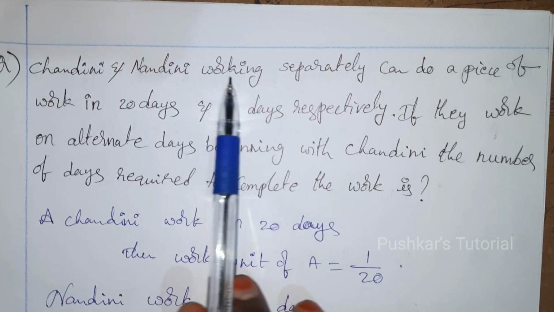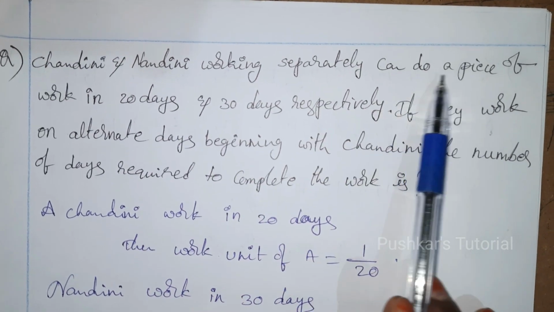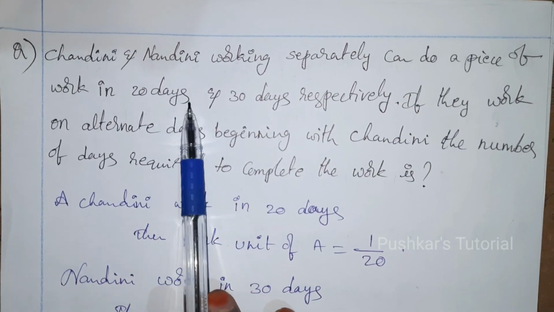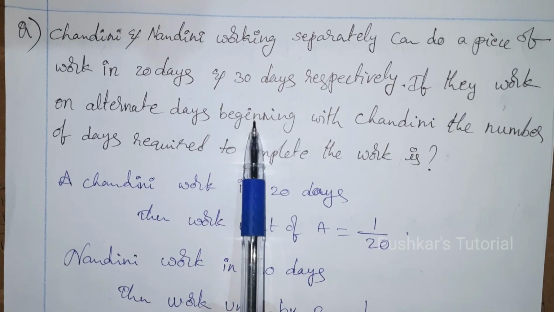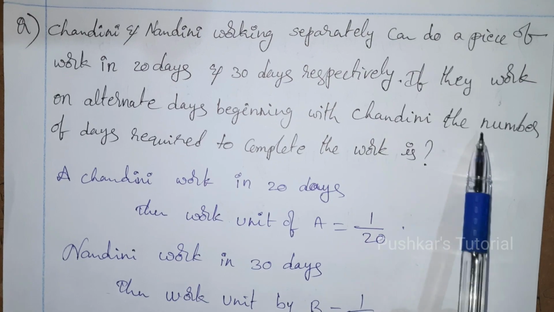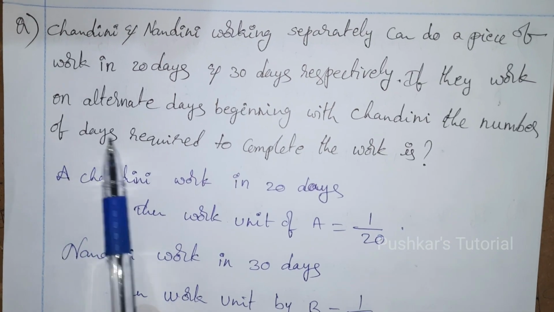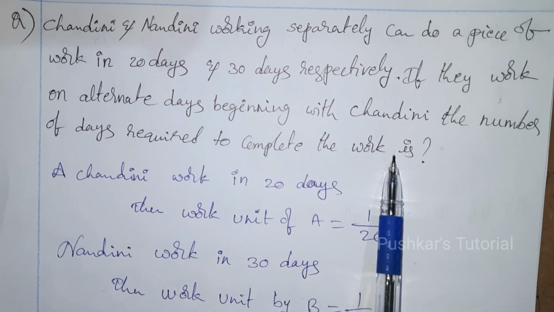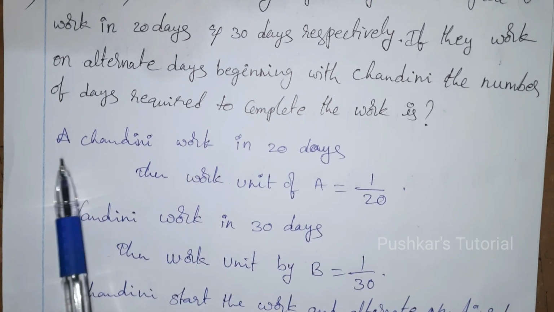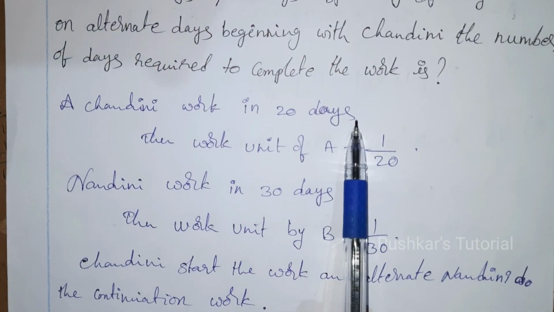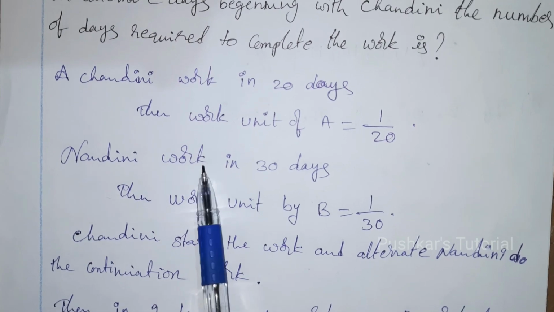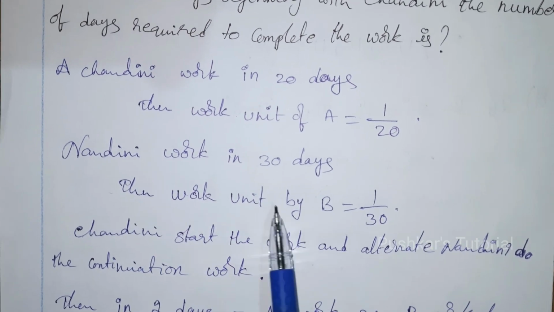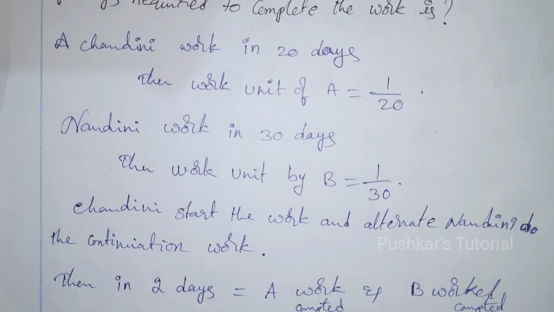Chandini and Nandini working separately can do a piece of work in 20 days and 30 days respectively. If they work on alternate days beginning with Chandini, the number of days required to complete the work is. So Chandini works in 20 days, then the work unit of A is equal to 1 by 20. Nandini works in 30 days, the work unit of B is equal to 1 by 30.